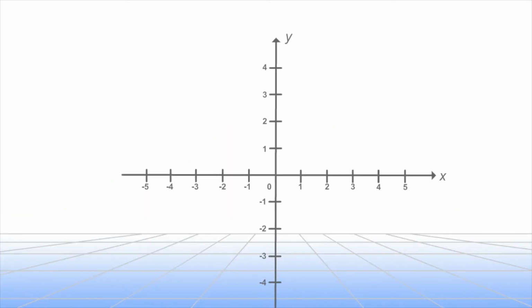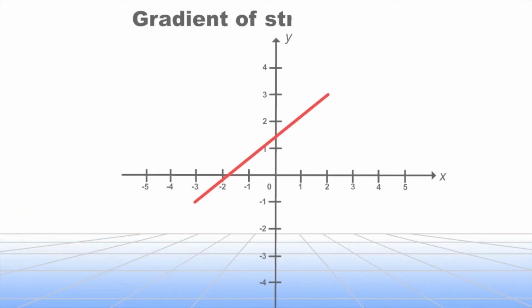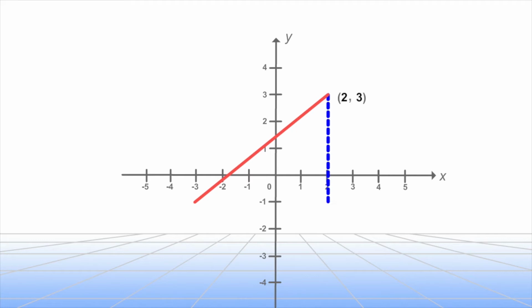We shall now use the idea of rise over run to find the gradient of this straight line. To find the rise and run, we will draw a vertical line down from the point (2, 3) and a horizontal line from (-3, -1) until they meet at a point. We will see that a right-angled triangle is formed. We will also see that the coordinates of this point are (2, -1). It is important to note that the vertical line represents the rise and the horizontal line represents the run.